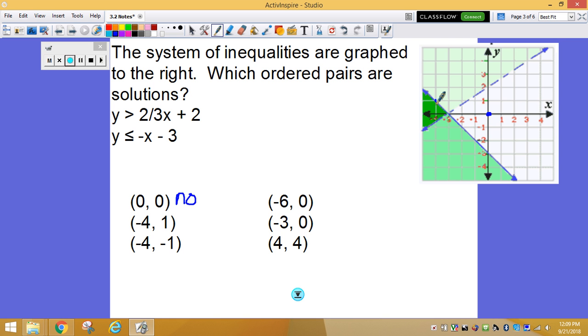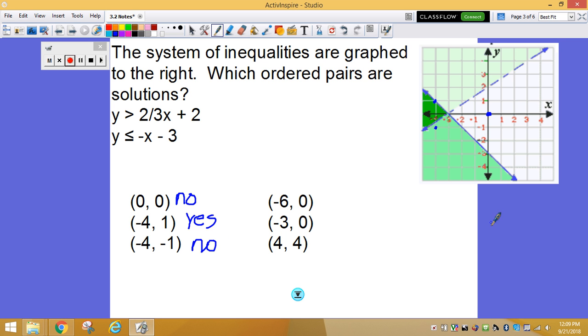Negative 4, 1 is right here. Okay, here's where you've got to be careful. If the dot lies on a solid line, it is a solution. If it lies on the dashed line, it is not a solution. Because, remember, that dashed line means that it does not equal. The line underneath it, if it's solid, that means it could equal that. But if it's a dashed line and it's on there, then it's not going to be a solution. So negative 4, negative 1 is down here. Is that in the dark green area? No.